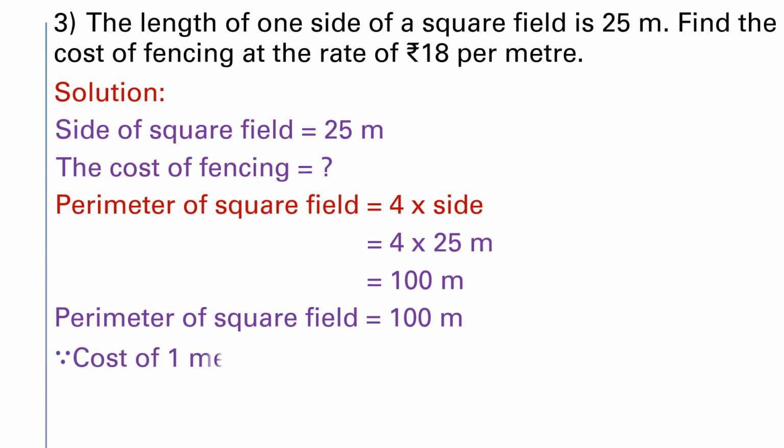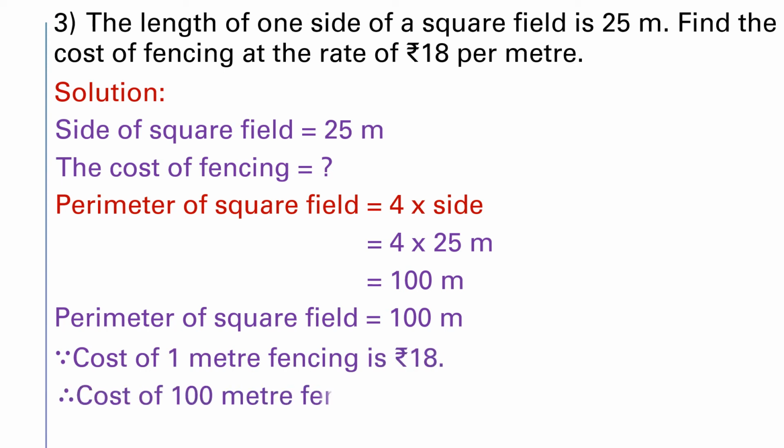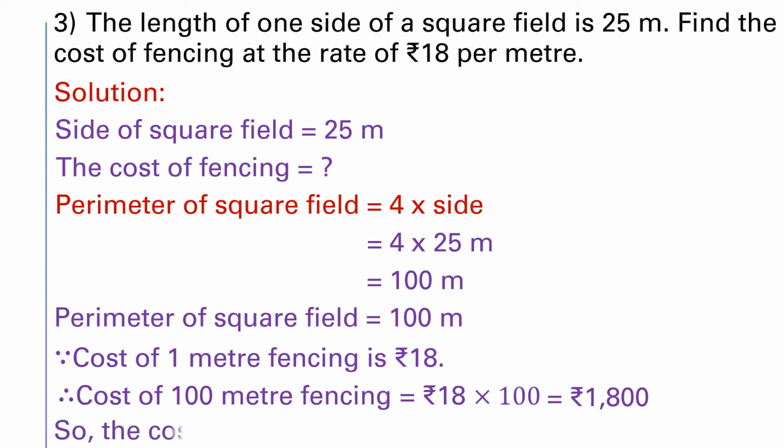If the cost of 1 meter fencing is rupees 18, therefore the cost of 100 meter fencing is equal to, again, 1 meter is given and we have to find out for 100. What we have to do? Yes, we have to do multiplication. So write down rupees 18 multiplied by 100. Now do the multiplication. We get rupees 1800. So the cost of fencing the field is rupees 1800.